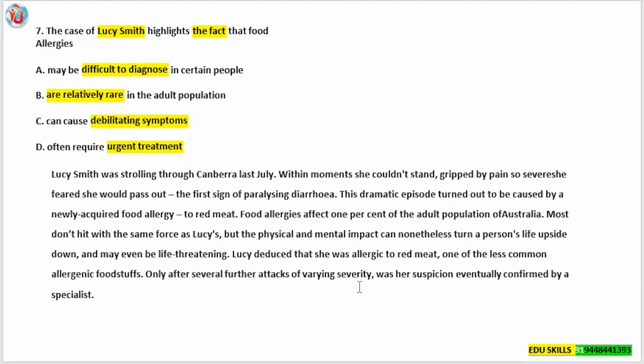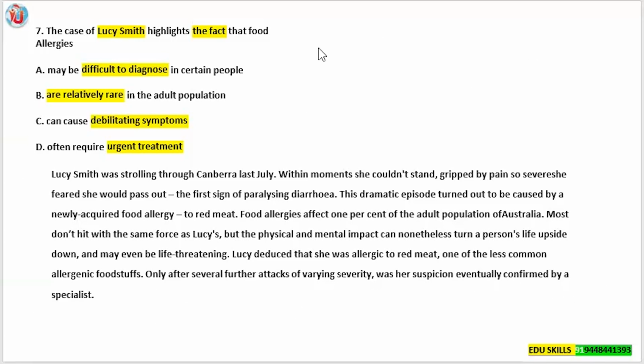Lucy deduced that she was allergic to red meat, one of the less common allergenic foodstuffs. Only after several further attacks of varying severity was her suspicion eventually confirmed by a specialist.